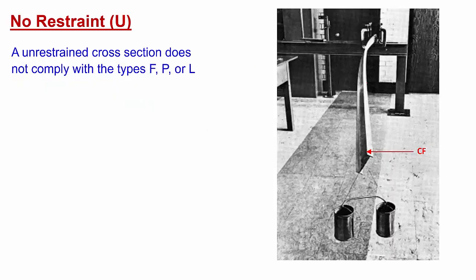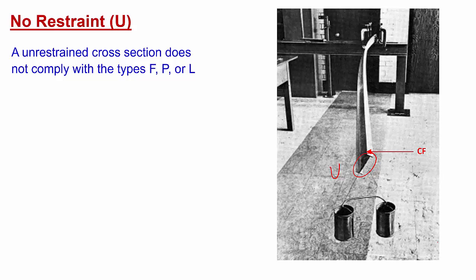Similarly, no restraint, or the unrestrained section U, means the cross section does not comply with any of these F, P, L conditions. So it is free to rotate, free to move laterally as well. So for example, this end condition here is unrestrained. It can move laterally and it can twist without any restraining, right? So that is written as U, or unrestrained section.